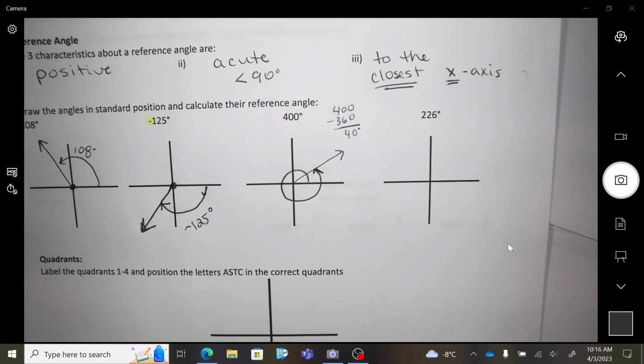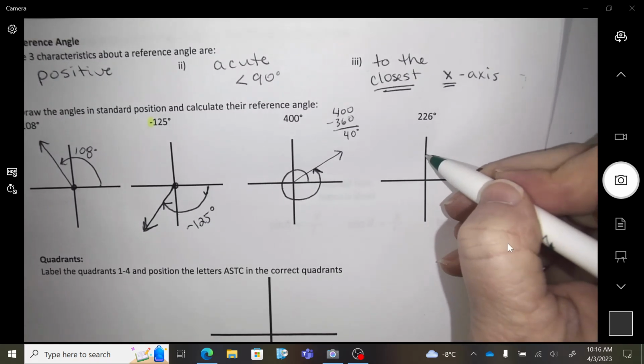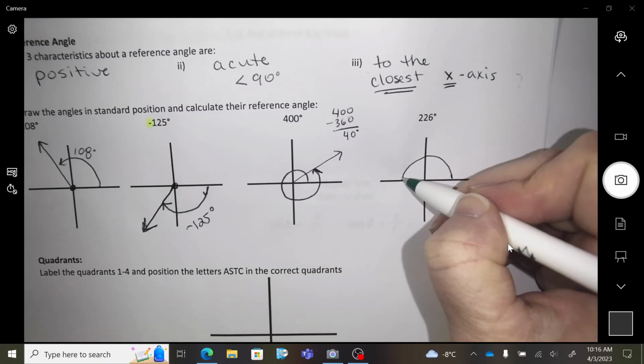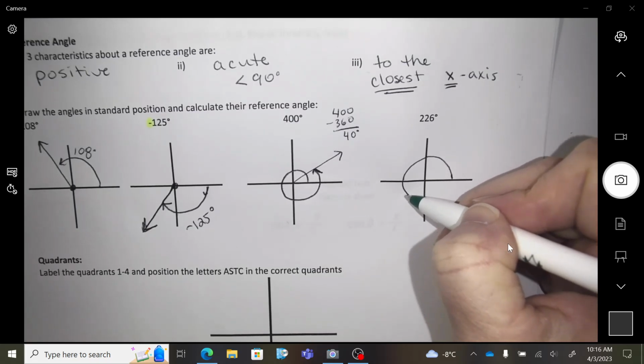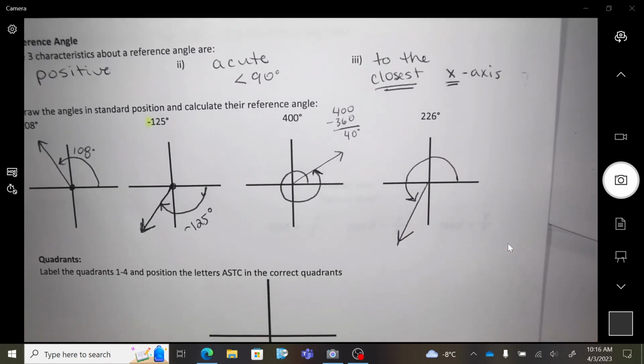Okay, the last one is 226. So 90, 180. So I'm landing somewhere in that zone, right?